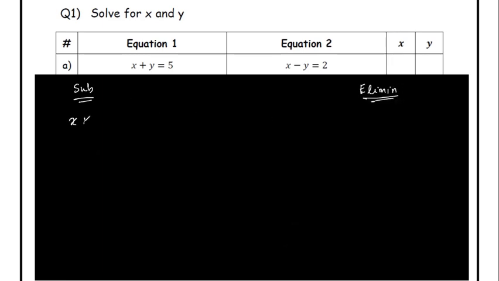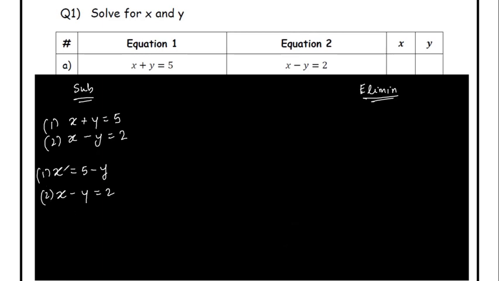So I've got x plus y is equal to 5, and x minus y is equal to 2. So you can use the first equation. I'll just call it first and second. From the first equation, I'm going to make x the subject of the equation. So I get x is equal to 5 minus y. And I'm going to substitute this value of x in the second equation. So my second equation is x minus y is equal to 2.